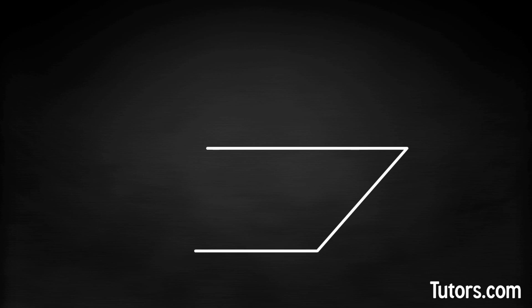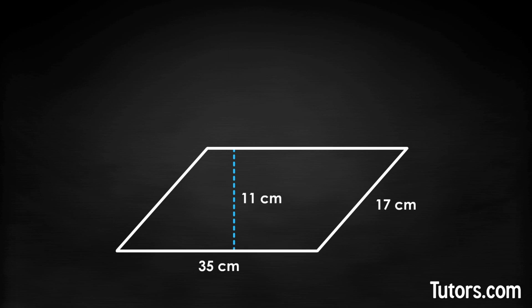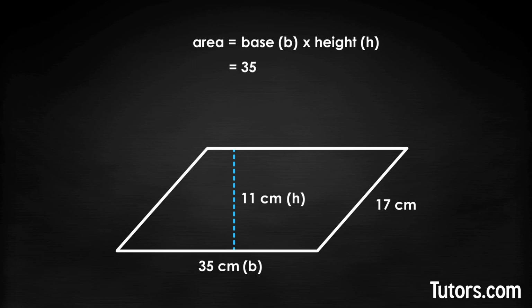Let's try another example. A parallelogram has sides 35 centimeters and 17 centimeters with a height of 11 centimeters. What is its area? Our formula again is area equals base times height. Start by plugging the base and height into our formula. Area equals 35 times 11. When we multiply these two numbers together and get our answer, area equals 385 centimeters squared.